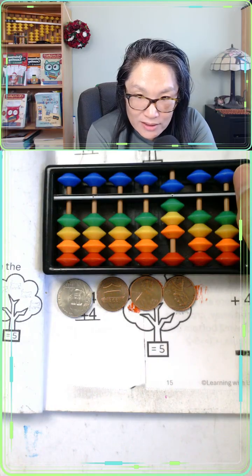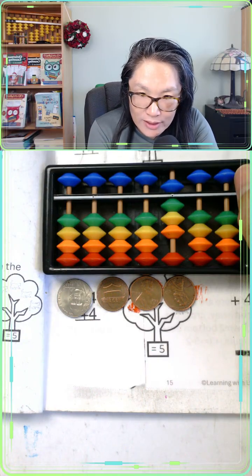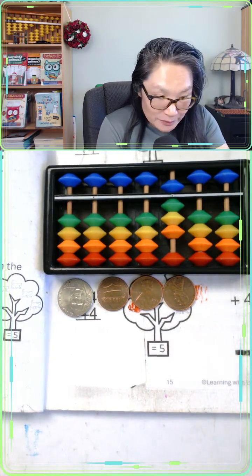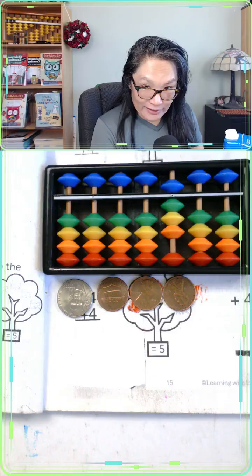What level is this? This is the fun level. It's the beginning level to understanding everything about abacus.